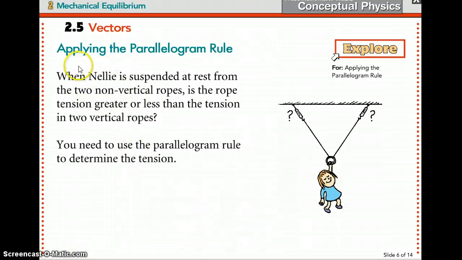Alright, next we have Nellie suspended at rest from two non-vertical ropes. So these ropes right here are at an angle to each other. And we were asking ourselves, is the rope tension greater or less than the tension of two vertical ropes? If she's suspended by two vertical ropes, the tension in each of those would be acting upward, and it would be half of her weight. So what's going on when these are not parallel to each other and they're not vertical? In order to do this, we need to use the parallelogram rule to determine the tension.